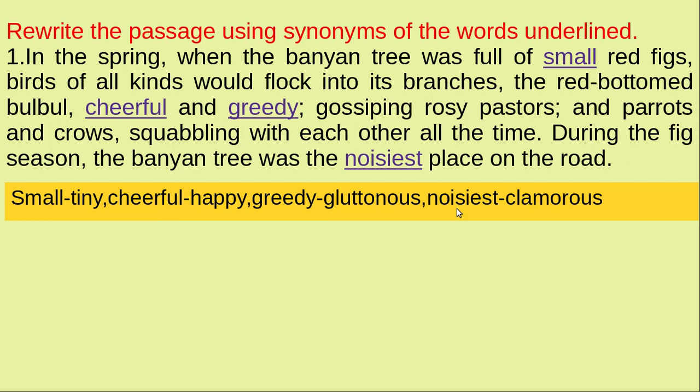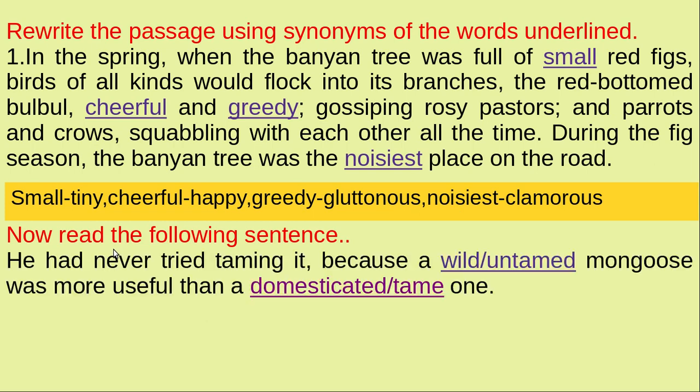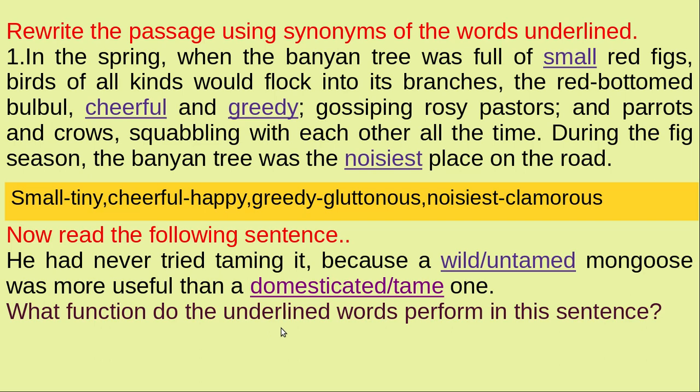Okay? Right. Now, in the following sentence: he had never tried taming it because wild mongooses are more useful than a domesticated one. See, the question is this: what function do the underlined words perform in this sentence? You know, here it is mongoose. These words qualify or describe mongoose, right?